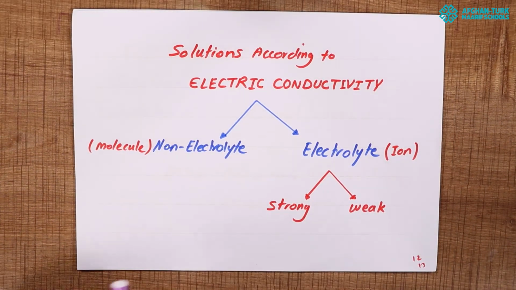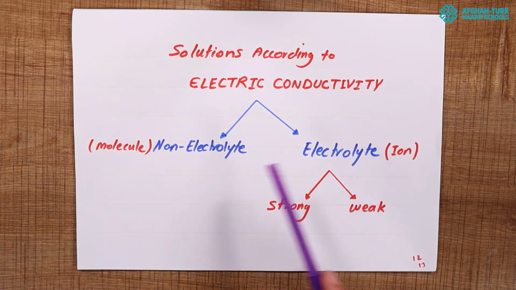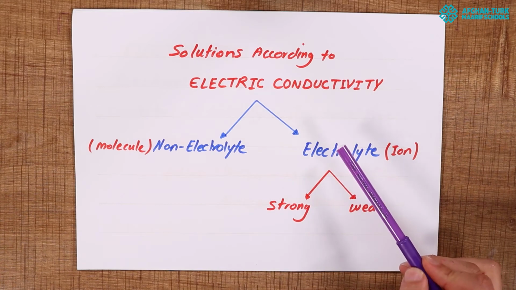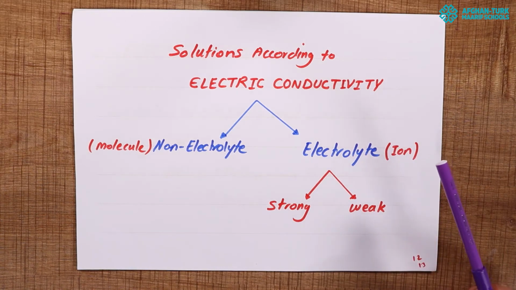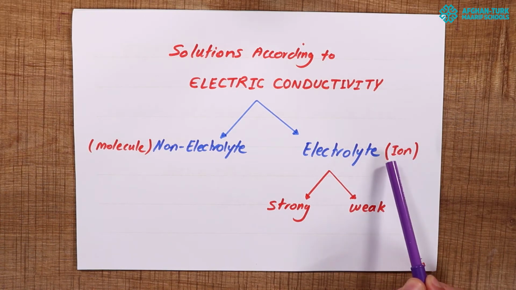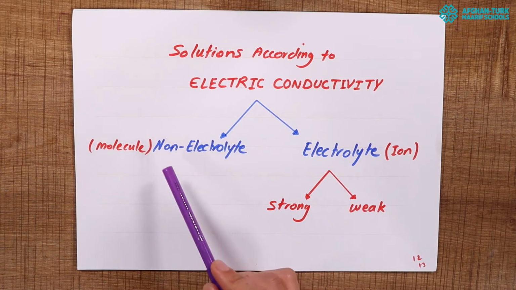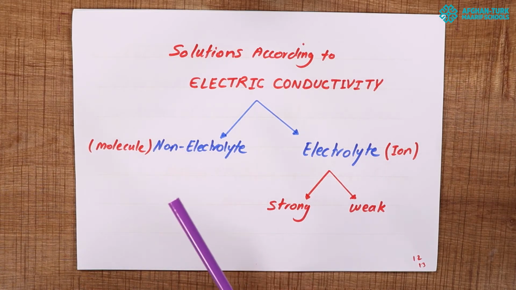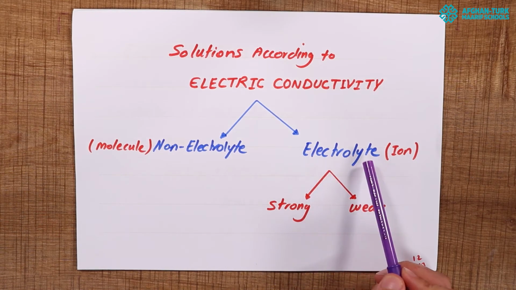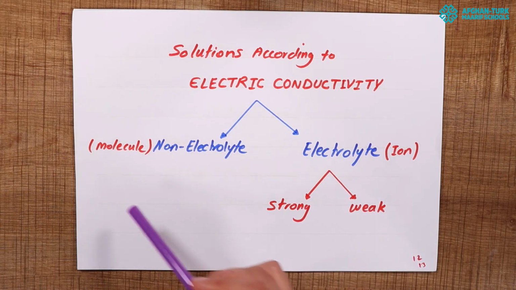Okay, now we are going to study solutions according to electric conductivity. As you know, some substances conduct electricity and some cannot. According to electric conductivity, solutions can be electrolyte and non-electrolyte. As you know, ionic compounds split or dissociate into ions when they dissolve, forming more particles. Those compounds that dissociate into ions are called electrolytes, and those compounds, like covalent compounds, that stay as complete molecules are called non-electrolytes. Electrolytes can be weak or strong. We will study each one by one.